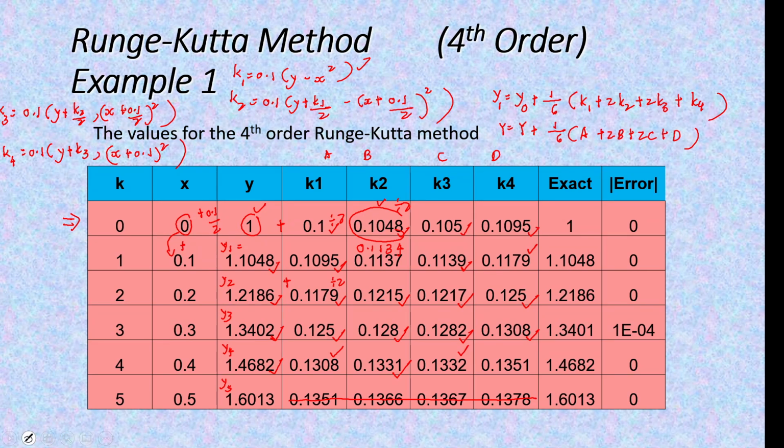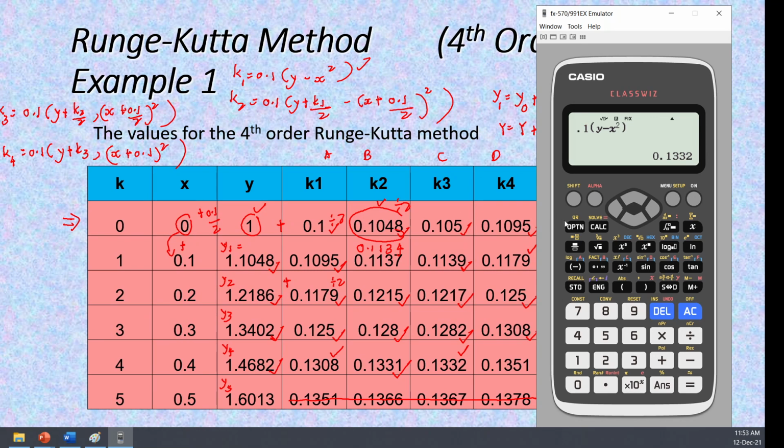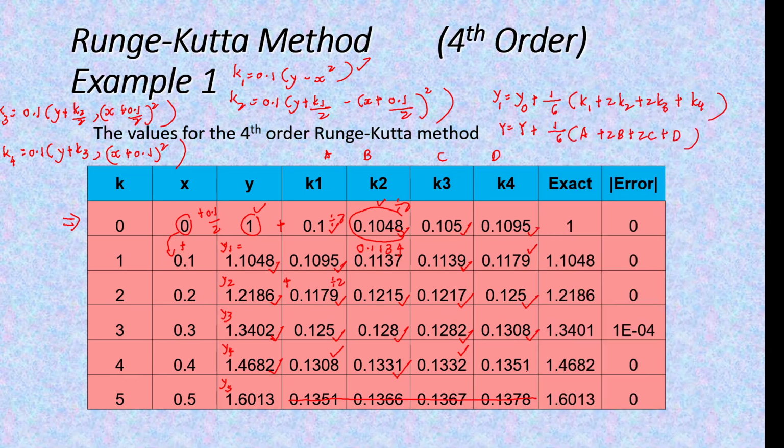And then calculate for K4. K4 is y4 plus K3. So 1.4682 plus 0.1332. X is actually 0.4 plus 0.1, you get 0.5, or you may press x plus h. So you get 0.1351. Then with K1, K2, K3, K4, you can get y5.